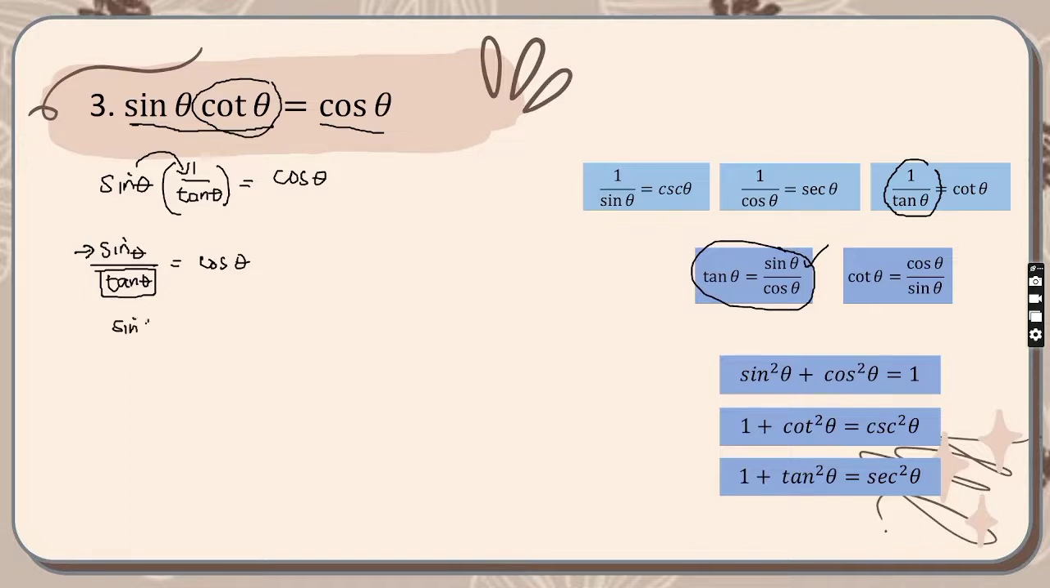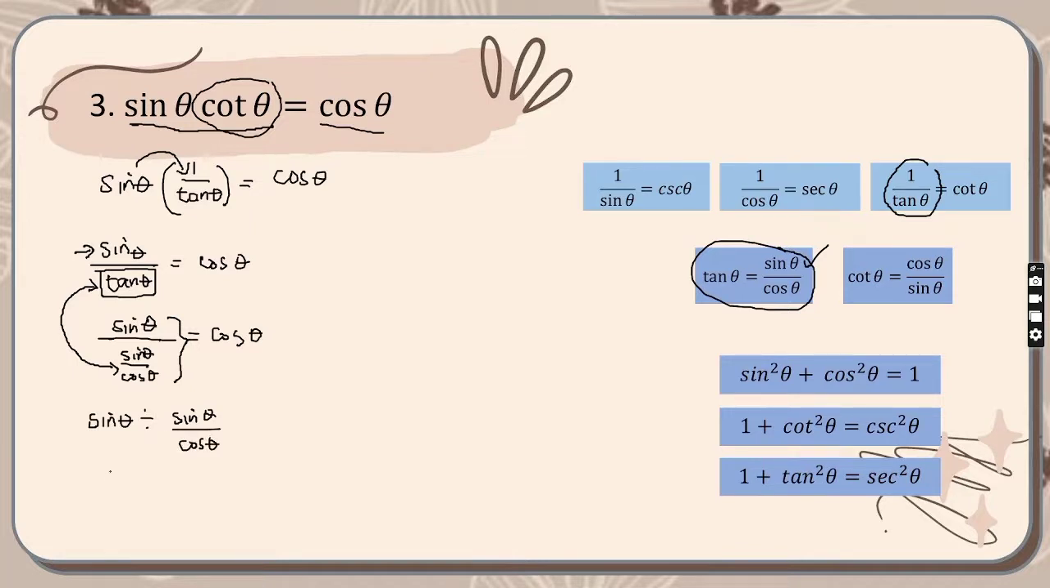So, sine theta over sine theta over cosine theta. So, yung tangent dito sa denominator, naging sine over cosine. So, equals cosine theta. So, ang operation nito, na expression na yan, ay division. So, i-divide natin. Sine theta divided by sine theta over cosine theta.